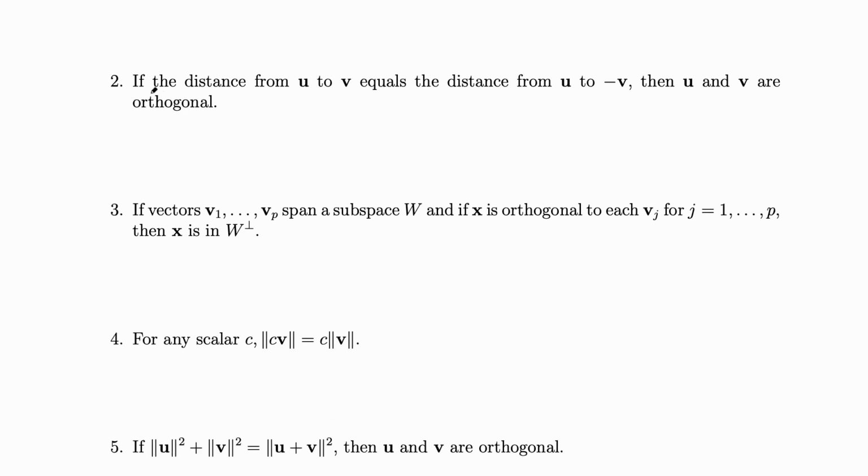Number 2, if the distance from U to V, which is just the norm of U minus V, equals the distance from U to negative V. U minus negative V is U plus V. Then U and V are orthogonal. Is that true? That means U dot V is 0. If this is true, does that imply U dot V is 0? We need to work on this.